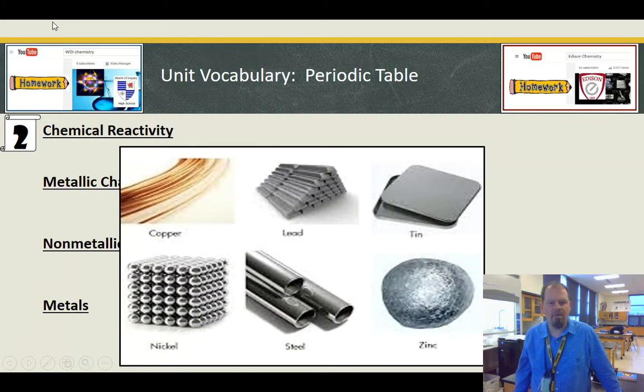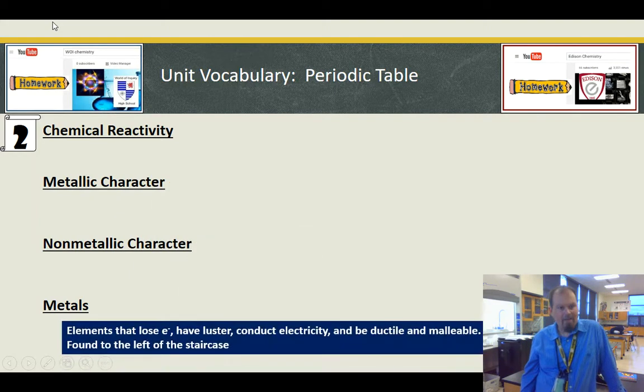Metals. Here's a picture of some metals that you know. Metals are elements that lose electrons, have luster, conduct electricity, and are ductile and malleable, found on the left-hand side of the staircase. That particular definition and the one for metallic character are very close. So when you start studying for the quiz, can you differentiate between the word and its very, very similar definition? You need to be able to pay attention to that. Maybe you go with shorter word, longer definition.